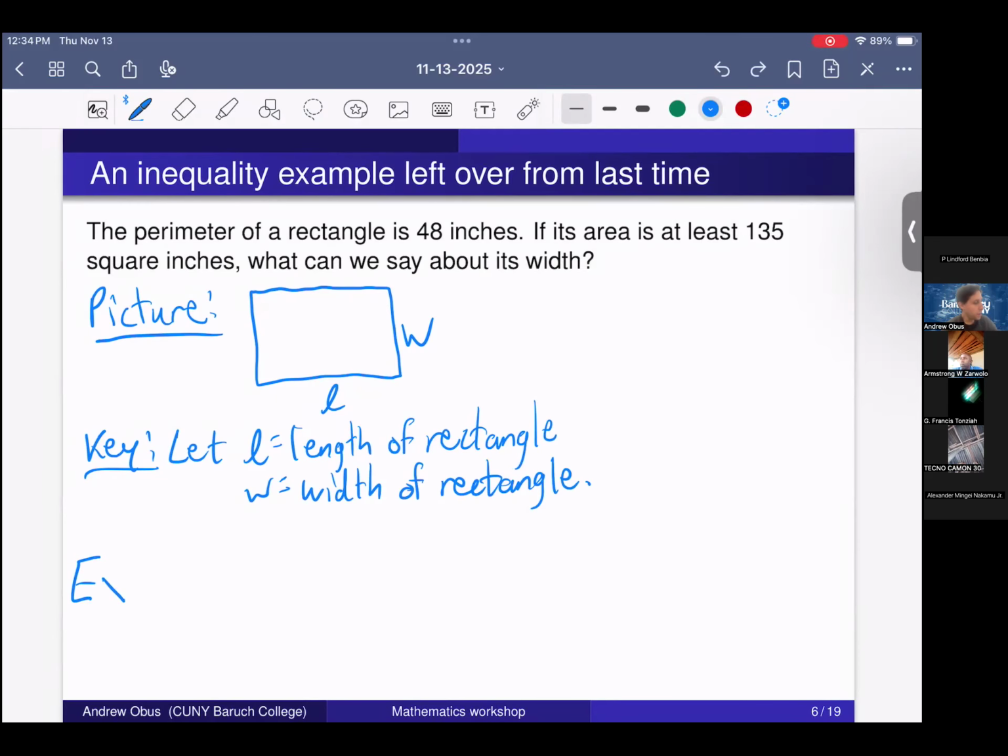Not X. So, okay, now we have equations. We've got two variables here, so there's probably going to be more than one equation. So what equations or inequalities do we have? There's actually in this case going to be one equation and one inequality. So what can we write down in terms of these variables L and W? What do they have to satisfy?